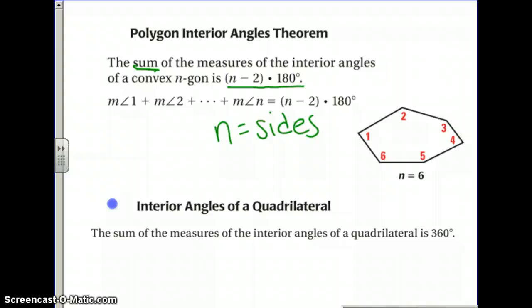And then this is just a little side theorem down here. The interior angles of a quadrilateral always sum to 360. I'm going to assume we know that though.